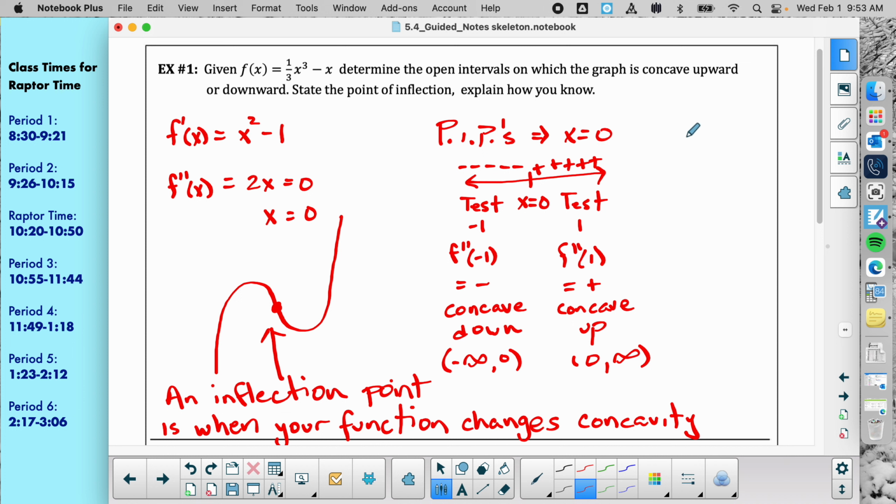We know it happens at x equals 0 because that's what our PIP told us. So we need to find the y value that happens at 0. Which equation do I plug it in to get the height of the point? The original function. So 1/3 x cubed minus x would be also 0. So our inflection point happens at 0, 0.